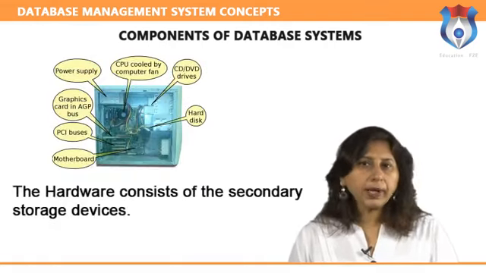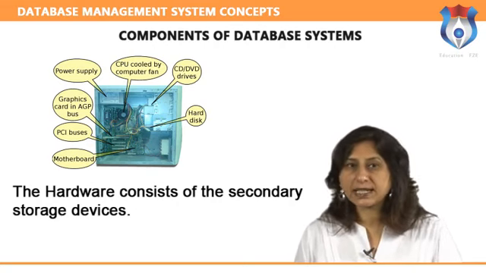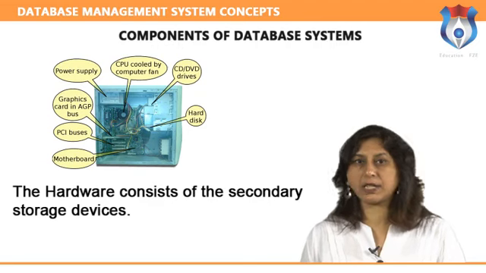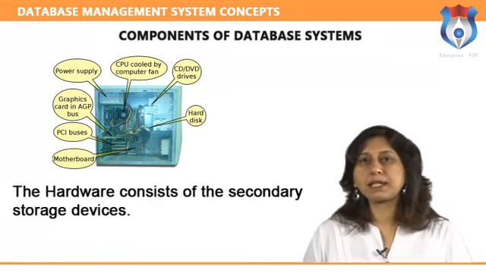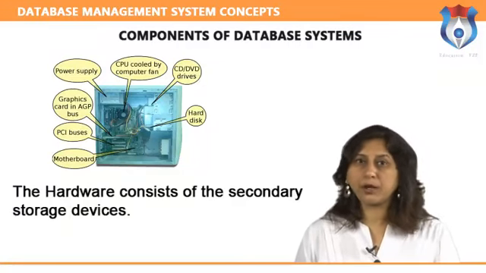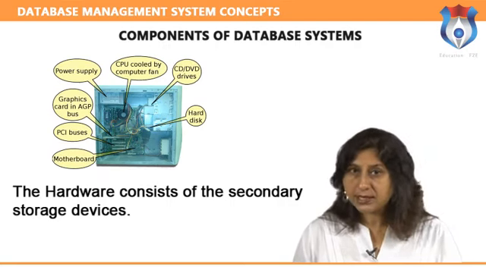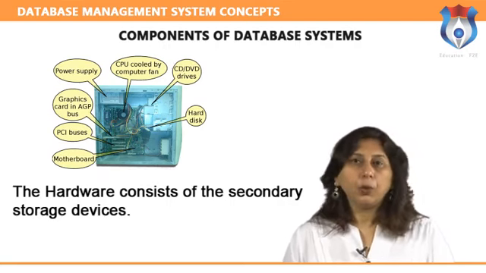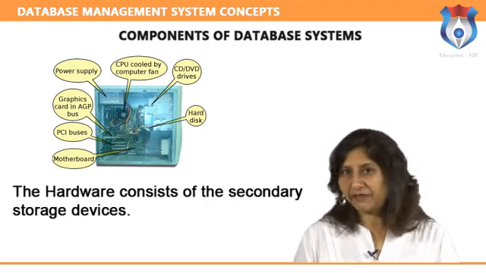Hardware. The hardware consists of the secondary storage devices such as magnetic disks, hard disk, zip disk, floppy disk, optical disks, CD-ROM, magnetic tapes, etc., on which data is stored, together with the input-output devices, mouse, keyboard, printers, processors, main memory, etc., which are used for storing and retrieving the data in a fast and efficient manner.